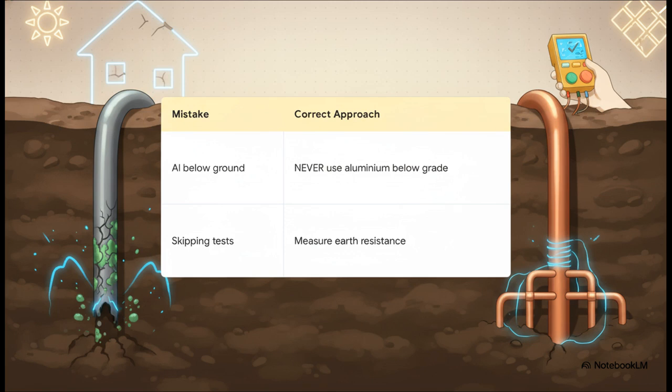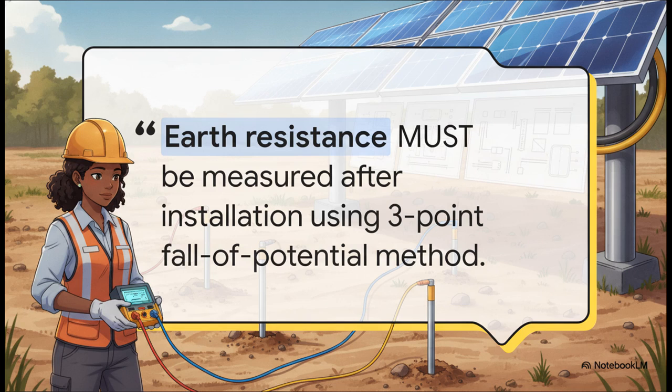The correct approach here is totally unwavering. Never use aluminum below grade. Always use copper for your buried earthing grid. And that brings us to the single most critical takeaway from this entire guide. The author explicitly warns us right here. Your spreadsheet math is completely meaningless without physical verification out in the field. You could design the most elegant, perfect 7-step mathematical model in the world, but once that system is actually built, you must measure the actual earth resistance using the 3-point fall of potential method to actually prove that it works.